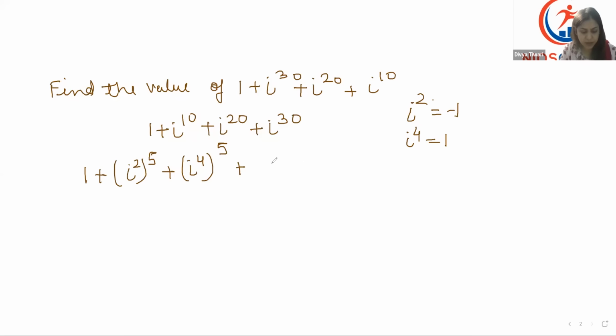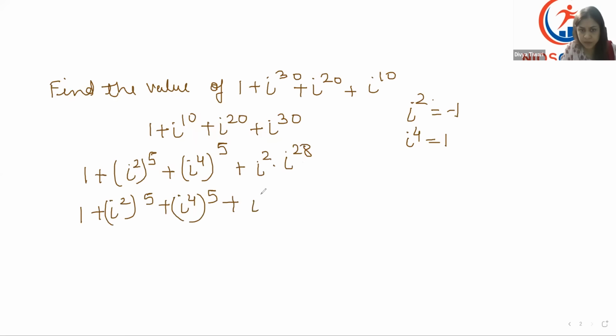Either I will break it as iota power 2, and then I will be left with iota power 28. Then I can solve it. Right now I have not substituted the values, I'm just writing the format. And this will be iota raised to power 4, and this is 7. I hope this format is clear to everybody.